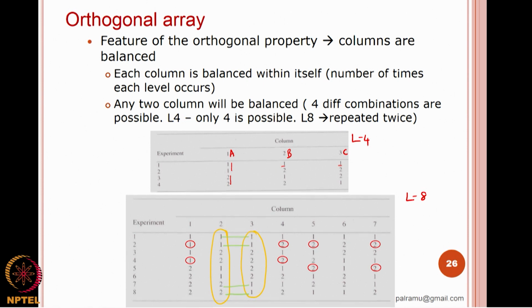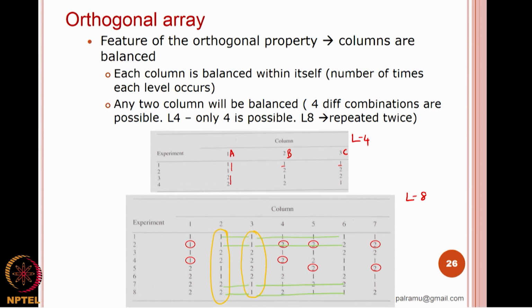So, now let us do between 3 and 6. 1 1 happening twice, 1 2, no other 1 2 will be there. So, there is a reason: within a column the levels are balanced, and between any 2 columns the levels are balanced.